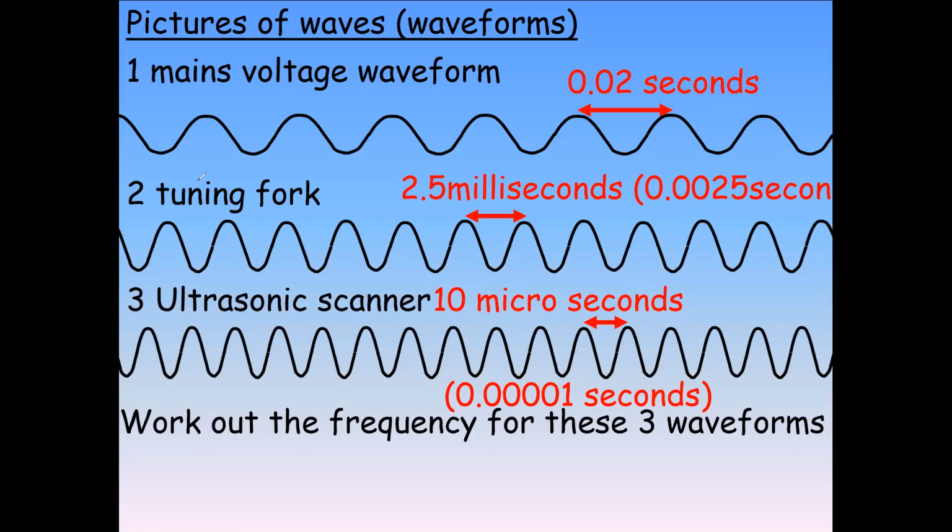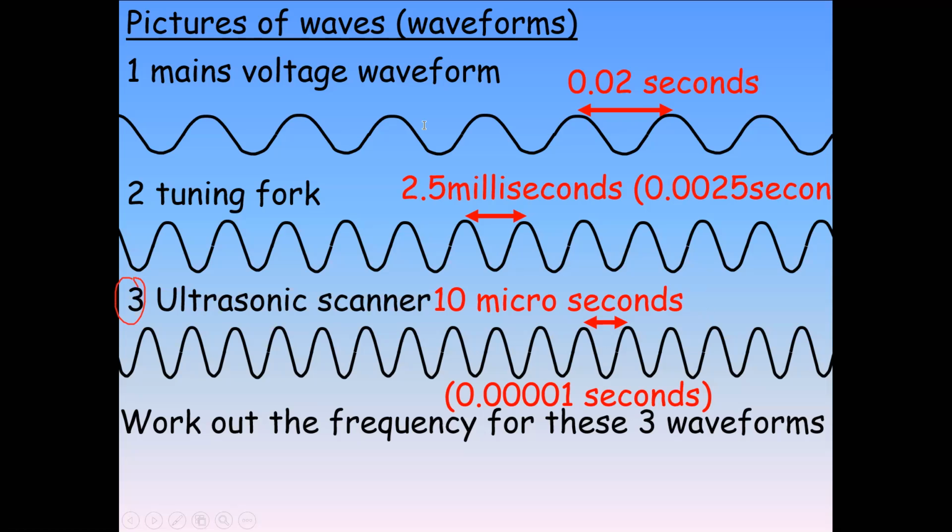These are some waveforms: a main voltage waveform, a tuning fork wave, and an ultrasound scanner wave. Which one is having the highest frequency? 1, 2, or 3? The third one is having the highest frequency because there are more waves in 1 second.